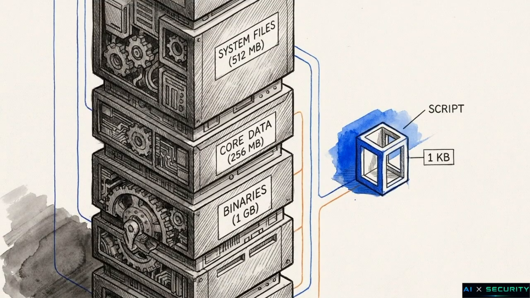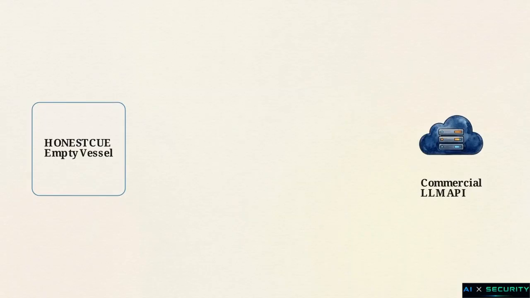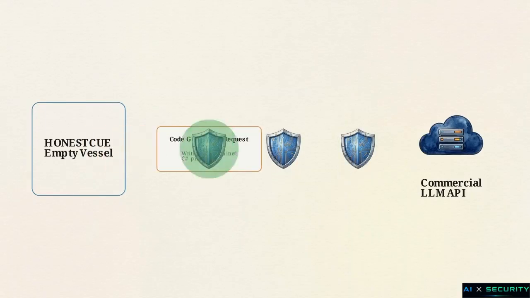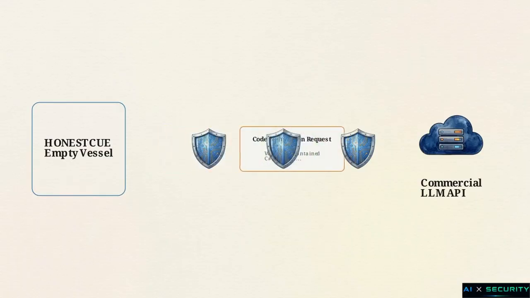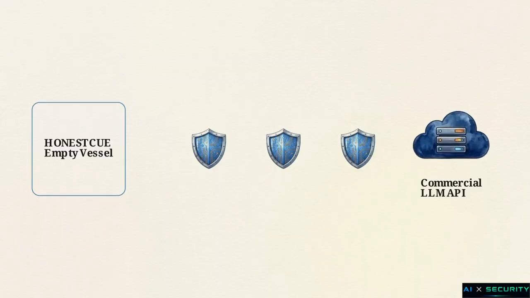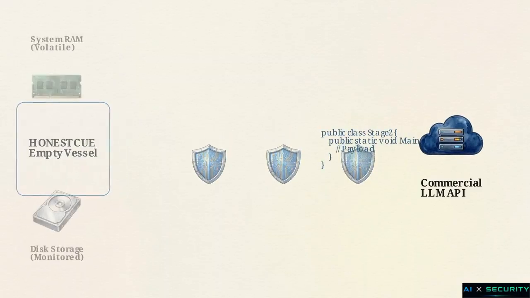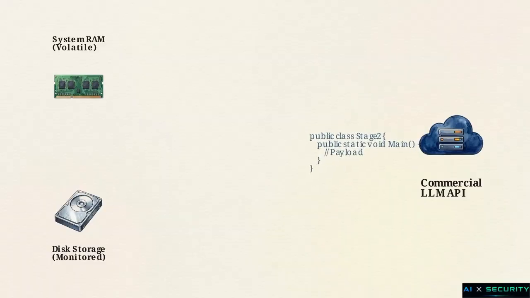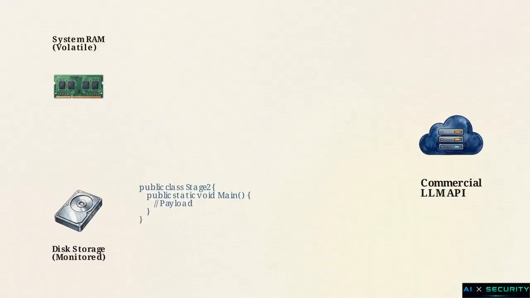HonestQ utilizes just-in-time execution, an architecture where the malware arrives on a machine entirely devoid of its actual payload. The initial stage is an empty vessel. It sends a hard-coded text packet asking to write a self-contained C# program to a commercial LLM API. The prompt is benign and stripped of malware context, bypassing standard guardrails, so the model returns raw, functional C# code. The malware receives this generated code on the target machine.